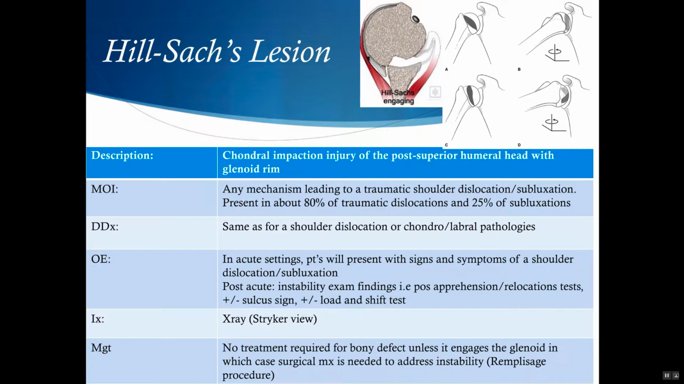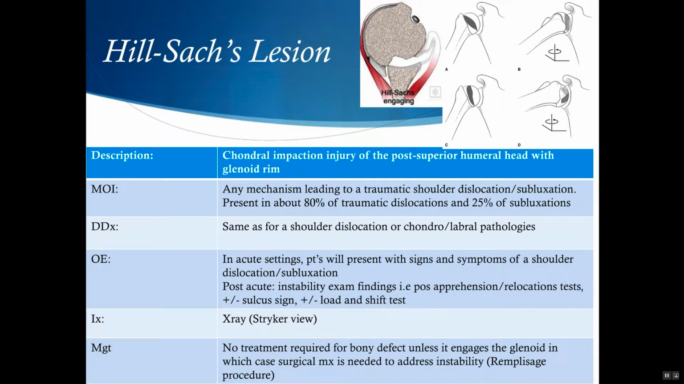They usually are small, and more importantly, they don't tend to engage with the glenoid. But when they do engage with the glenoid, surgical management is necessary to address instability, and that may include a procedure such as the remplissage procedure. You can think of an engaging Hill-Sachs lesion quite simply as one where the posterior humeral defect essentially engages or is in contact with the glenoid.